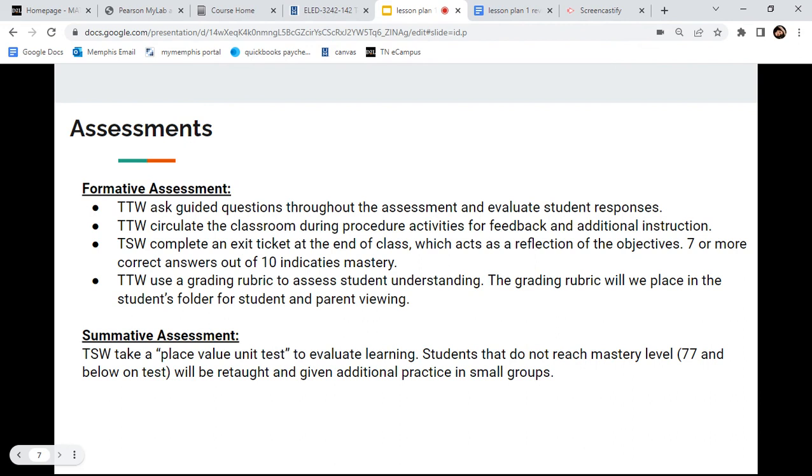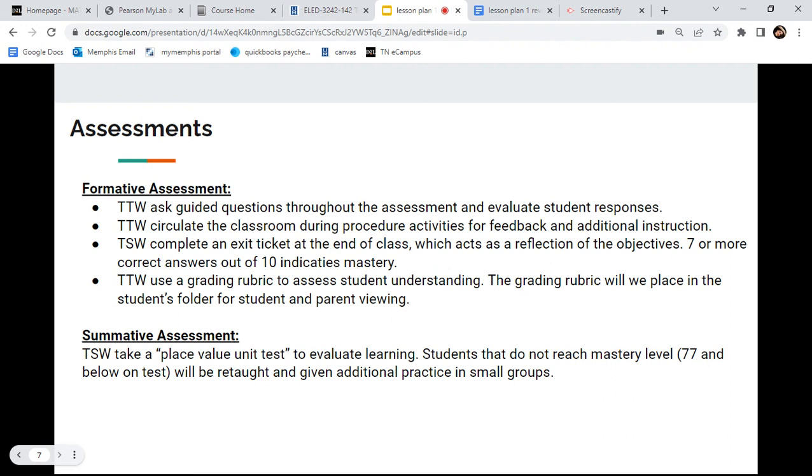Then the assessment for this lesson is formative. The teacher will ask guided questions throughout the lesson and evaluate student responses. The teacher will circulate the classroom during procedure activities for feedback and additional instruction. The students will complete an exit ticket at the end of class, which acts as a reflection of the objectives, and they must achieve mastery on that. And the teacher will use a grading rubric to assess student understanding.